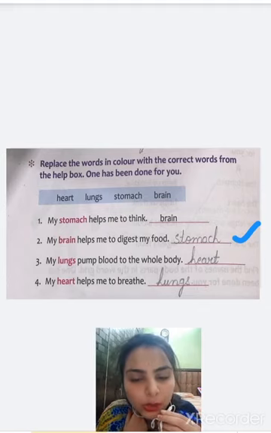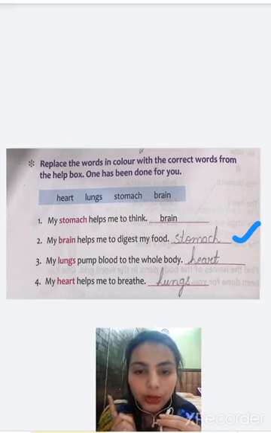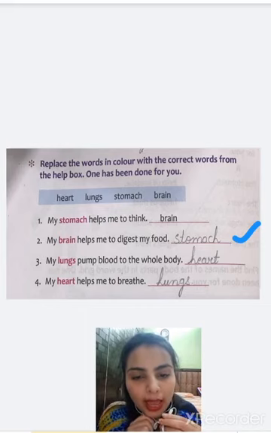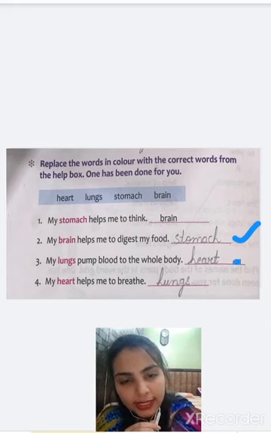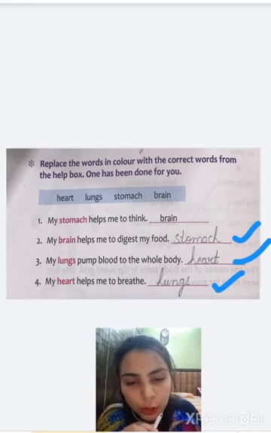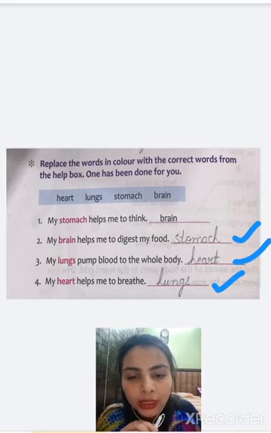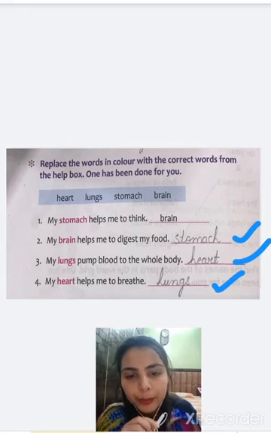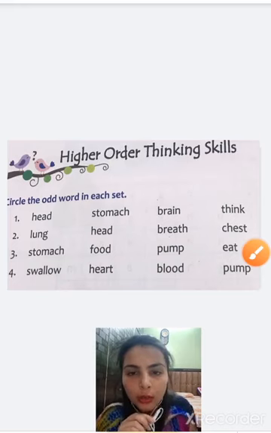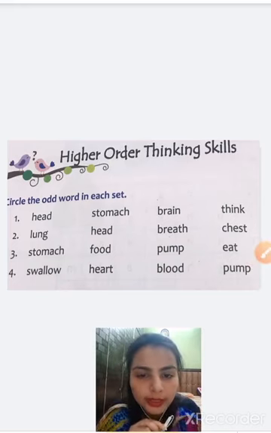Then the fourth one, my heart helps me to breathe. Does your heart help you to breathe? No. Your lungs help you to breathe. Then write the spelling of lungs in the fourth blank, LUNGS, lungs. Check your spellings once from the hint box. Don't write anything incorrect.